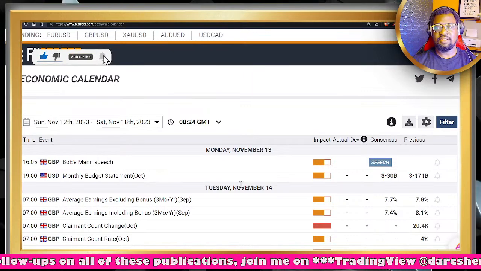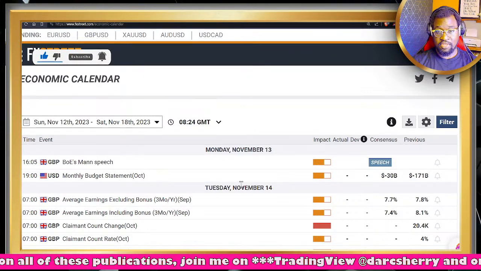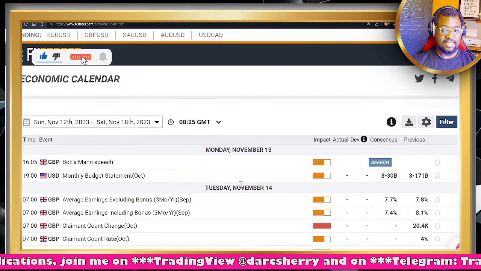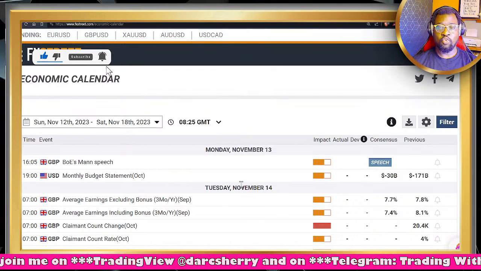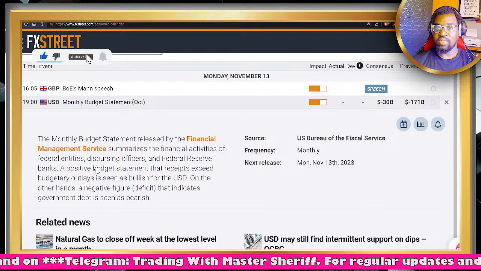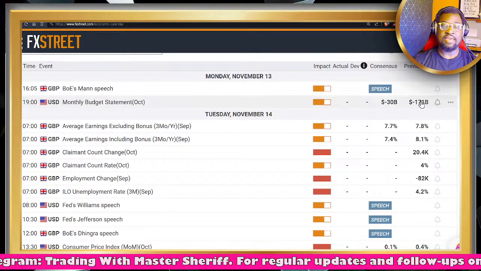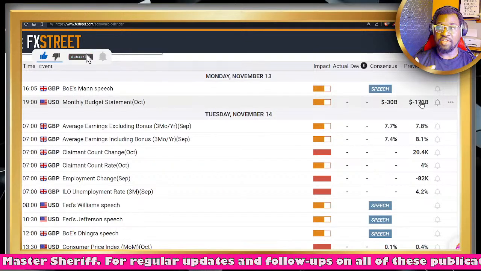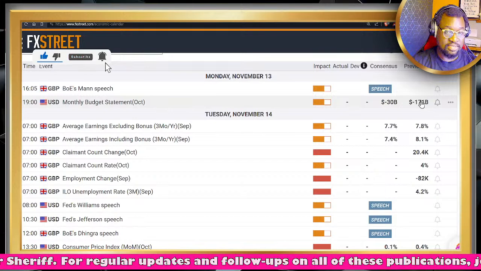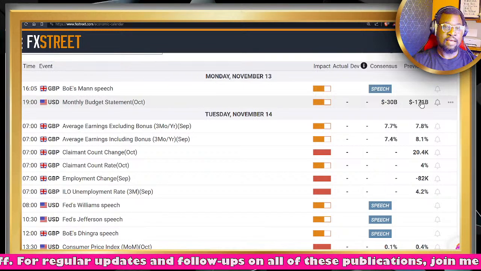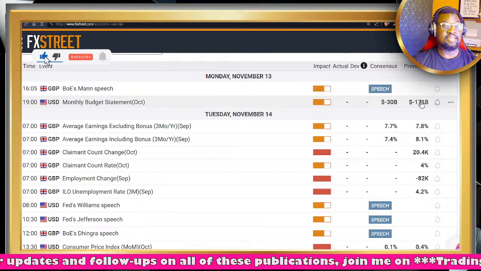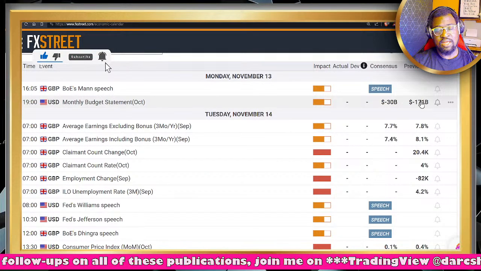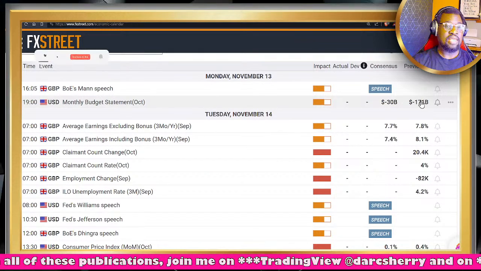So for Monday, November 13th, we have a couple of impactful events here, one from the United Kingdom and the other one from the United States. Now from the United Kingdom, we are looking at dollar. Now for this one here, the previous data came in at a deficit of $171 billion, and we have a consensus projecting that for this month, though there will be a debt, it's going to be much lower than the previous one, with a deficit of $30 billion, which is a little bit on the positive side for the US dollar. So we look forward to see what the actual data is going to be like.